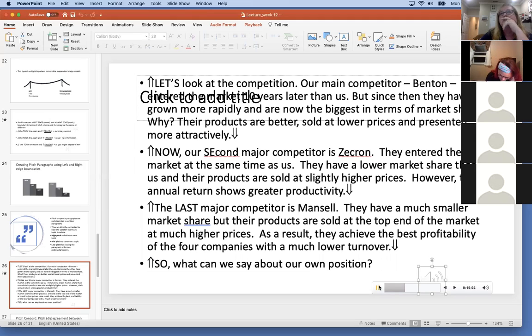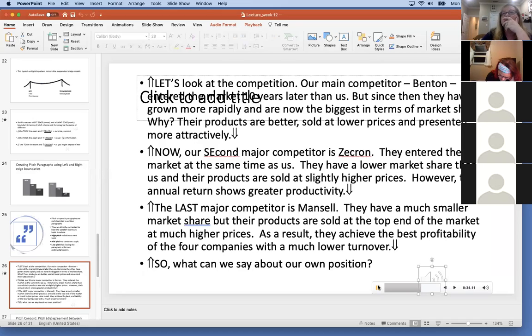Now, our second major competitor is Zekron. They entered the market at the same time as us. They have a lower market share than us, and their products are sold at slightly higher prices. However, their annual return shows greater productivity.